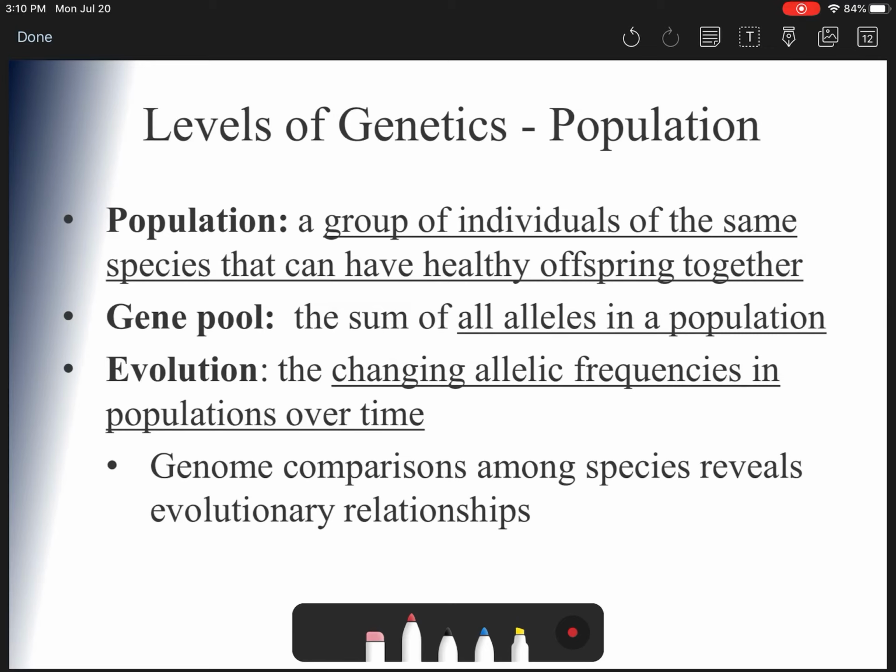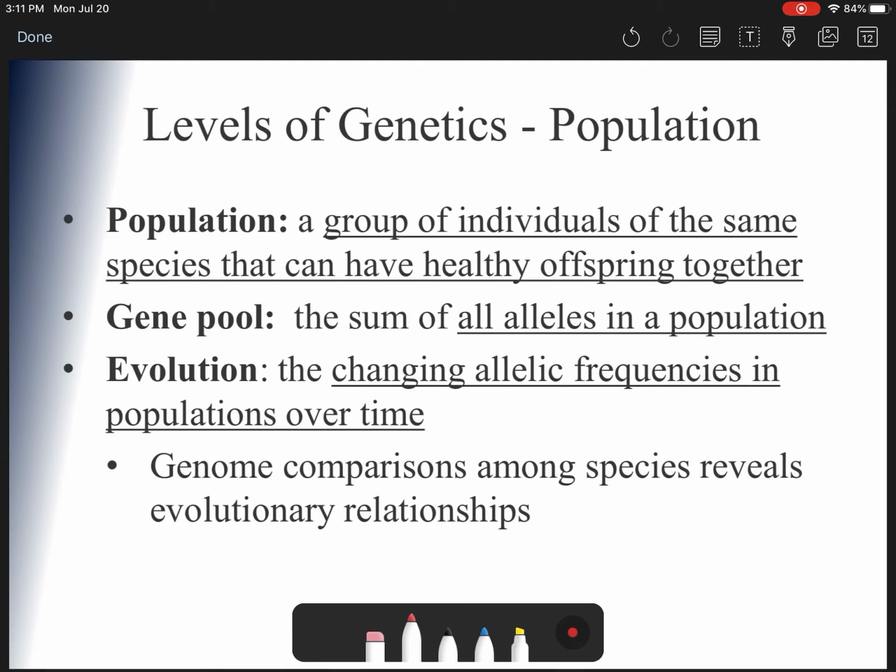The next level moving up, getting broader and broader now, is population. When we talk in science about a population, it refers to a group of individuals of the same species that have healthy offspring together. And then from there, we can talk about gene pool. That's the sum of all of the different alleles that would be found in a population.